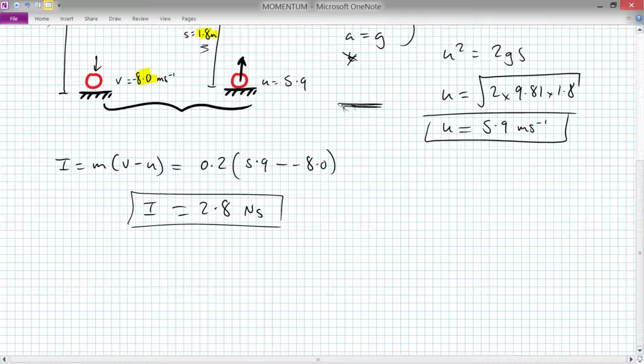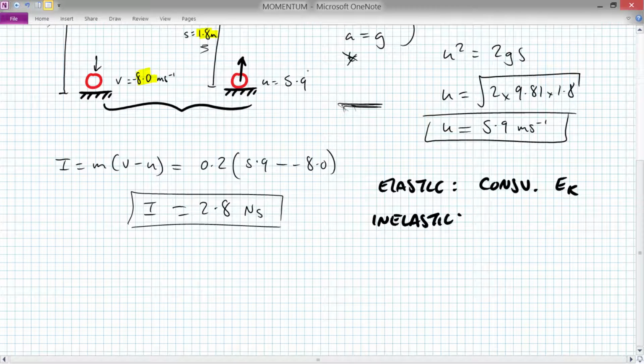The last thing it asks is is there a change in energy? One thing we're always interested in with collisions is whether it's elastic or inelastic. And you'll remember from last week that elastic collisions conserve energy, particularly they conserve kinetic energy, whereas inelastic don't. So inelastic have no conservation of kinetic energy. Some of it's lost to other things.